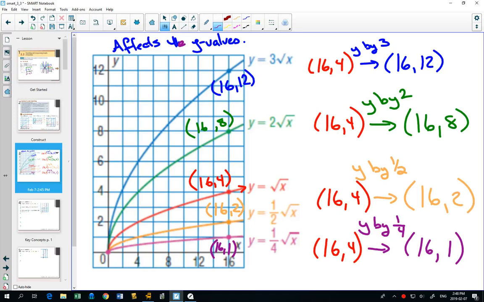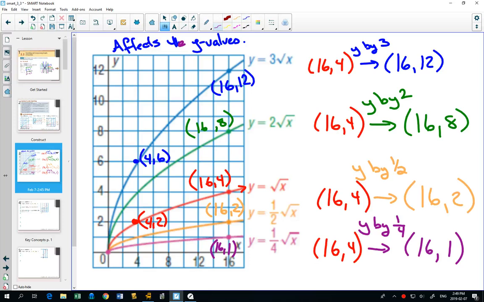For example, if I pick another nice point on my square root graph, here's another point, square root of 4 is 2. Let's just check it out on our blue graph. What happens on our blue graph at the same thing? We got 4 comma 6. Do you notice that your y value has been multiplied by 3? And this happens no matter which point you start with.